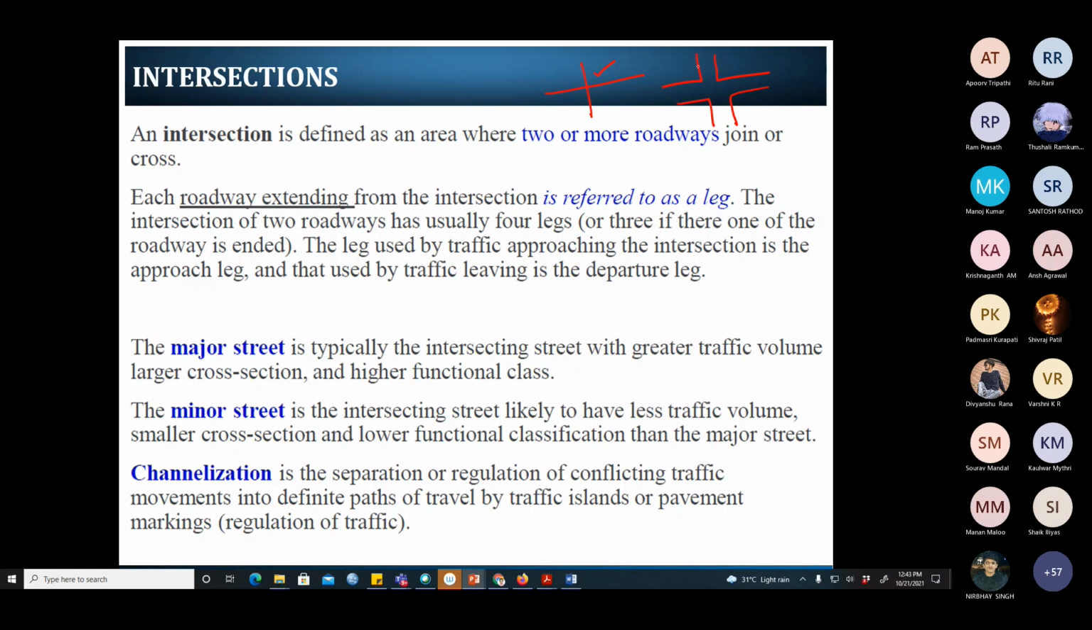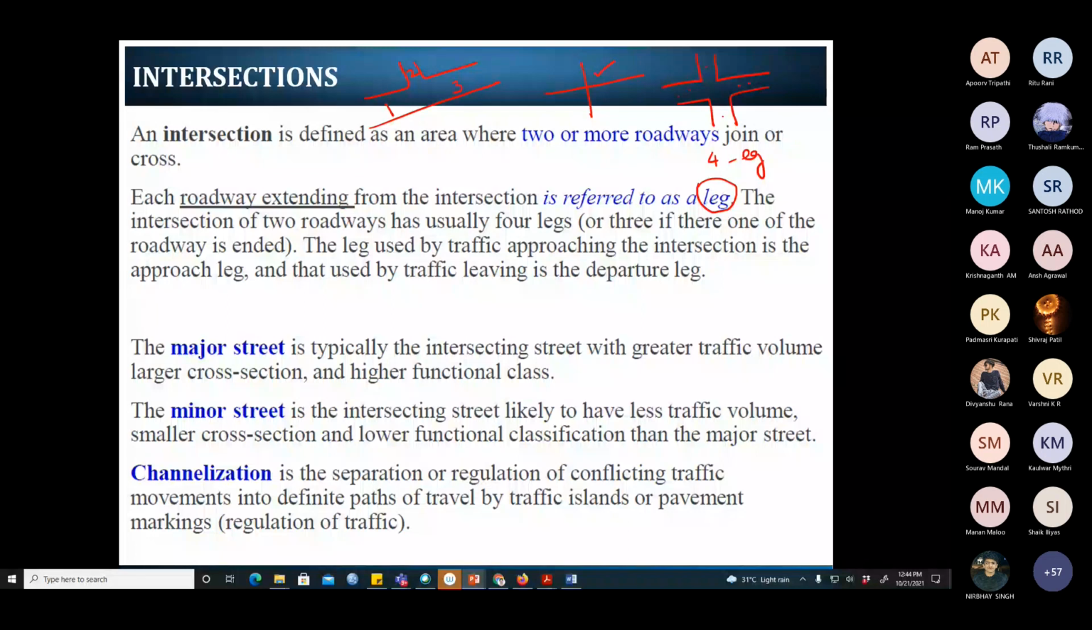In the intersection, each approach is referred to by the term leg. So this is one leg, two leg, three leg and four leg, and this intersection is defined as a four leg intersection. At the same time, we can also see a three leg intersection. Here leg 1, leg 2, leg 3. So this is defined as a three-legged intersection.